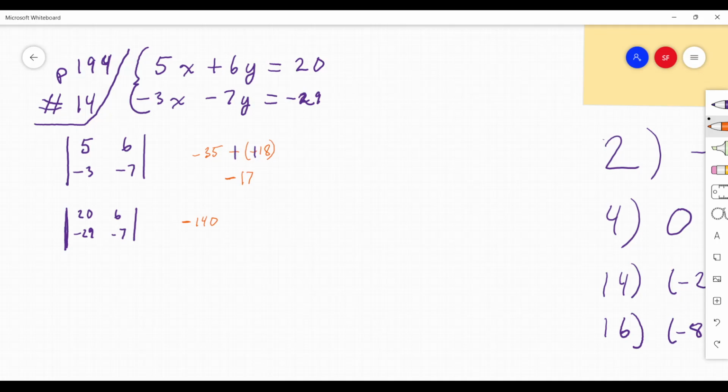That would be 29 times 6, this would be minus 174. Does that sound right? Yeah. Minus 174. Wouldn't it be plus? Oh, yeah, you're right. Sorry. Minus negative 174. Okay.